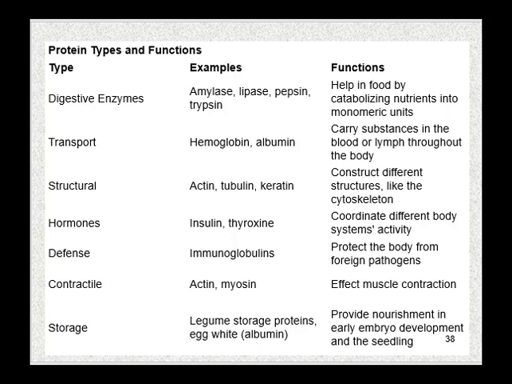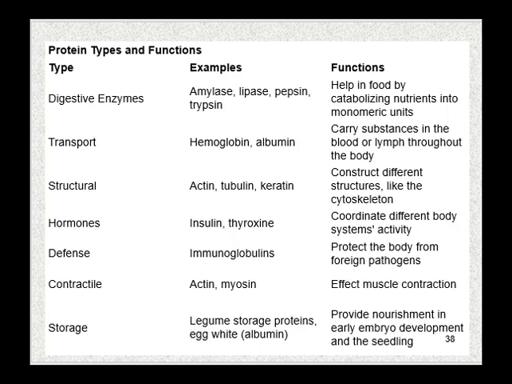First, we have digestive enzyme proteins. These proteins help by catabolizing nutrients and breaking them into smaller units. Transport proteins are able to carry substances either through blood or lymph throughout the entire body. Structural proteins are able to construct different types of structures, like the cytoskeleton of a cell.